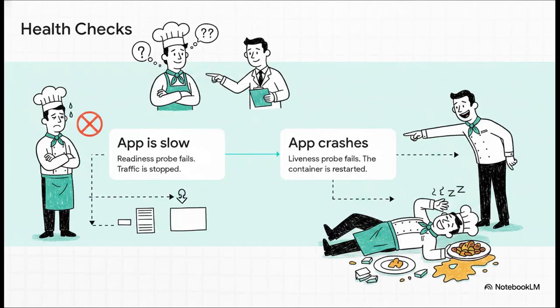So how does the manager know if a chef is actually doing okay? It performs health checks. Let's say a chef starts getting really sluggish, falling behind on orders. A readiness probe will fail. This tells the system, hey, this chef needs a minute to catch their breath. Stop sending them new orders. But what if the chef just faints, totally unresponsive? Well, then a liveness probe fails, and the manager doesn't hesitate. They send in a fresh replacement chef immediately. It's a 2-level system to keep things running smoothly.